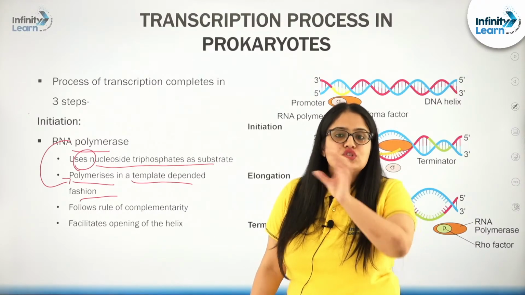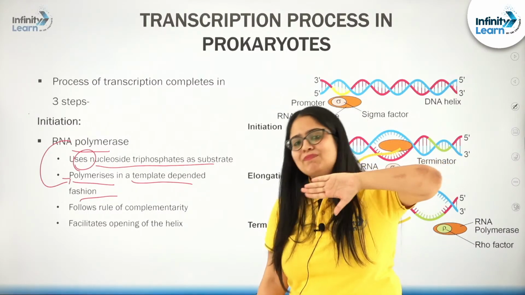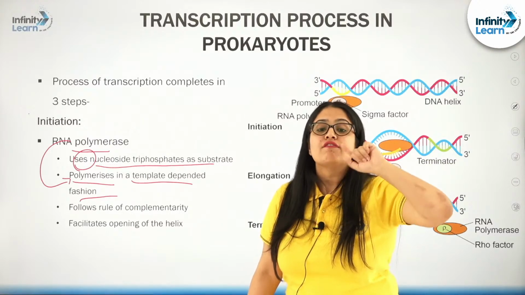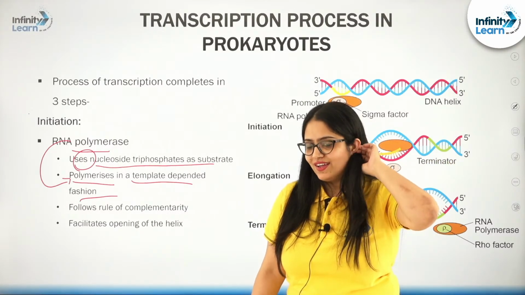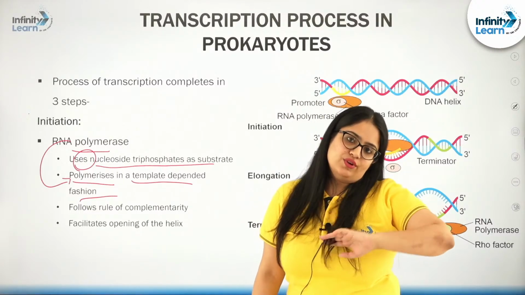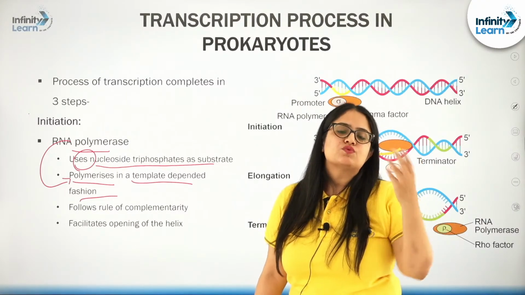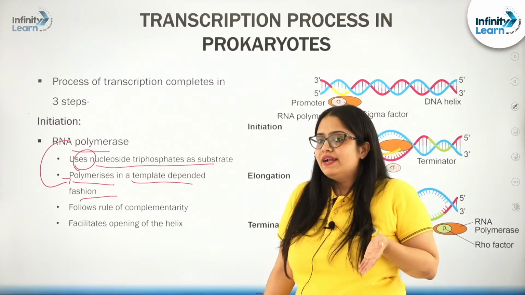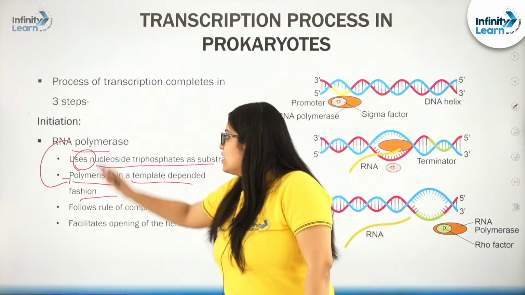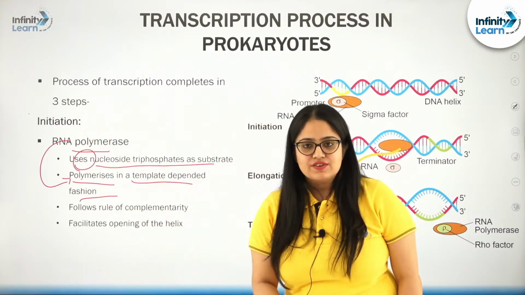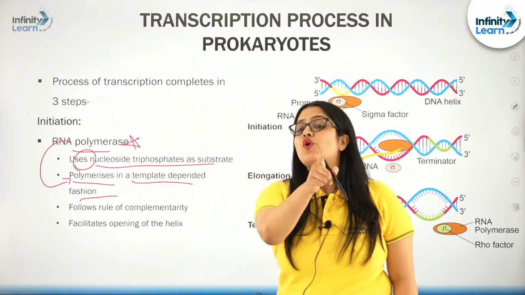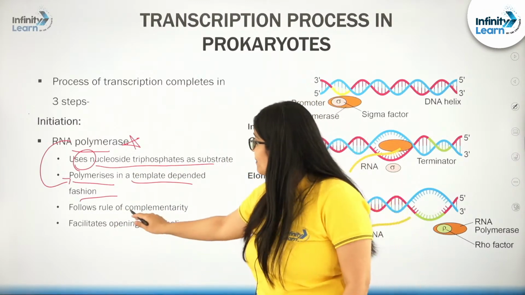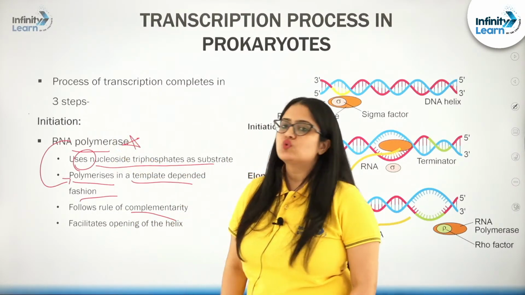So the sequence of nucleotides present on the template strand of the DNA will actually decide the sequence of nucleotides present on the RNA molecule. Hence, RNA polymerase will do what? Template-dependent activity. Next, while doing the activity, RNA polymerase will do what? It will follow the complementary rule.